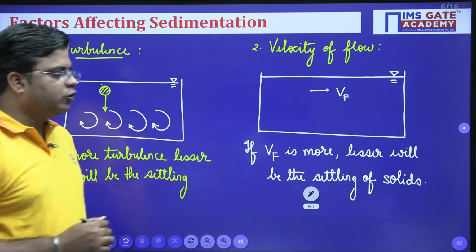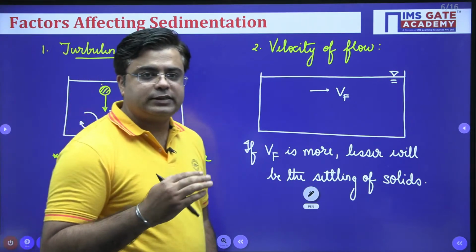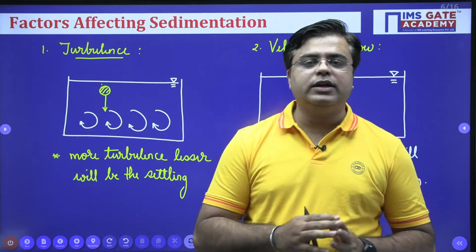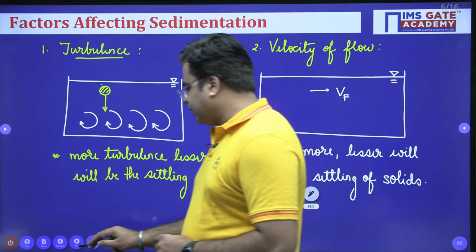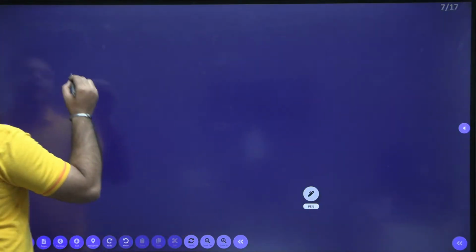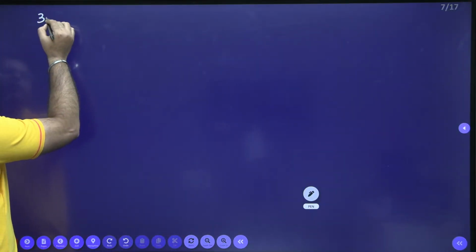So these are the two primary factors which affect the settling of the solid. First one is the turbulence, second one is the velocity of flow. Now talking about the third factor which affects the settling of the solid, it is known as viscosity of fluid.